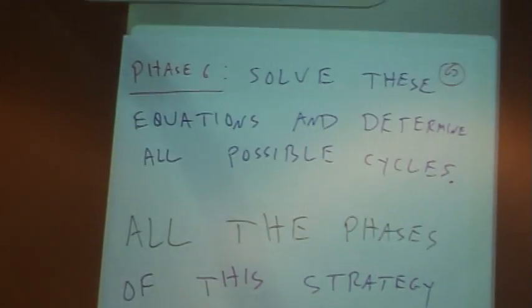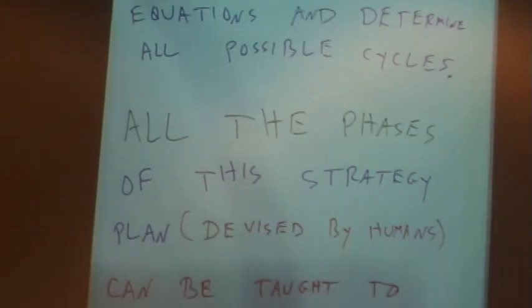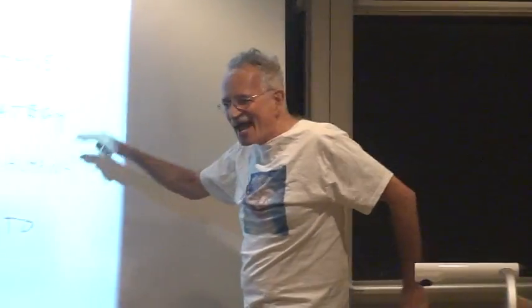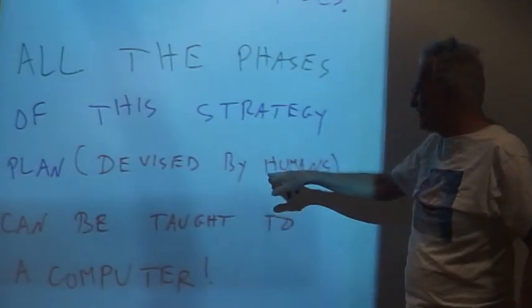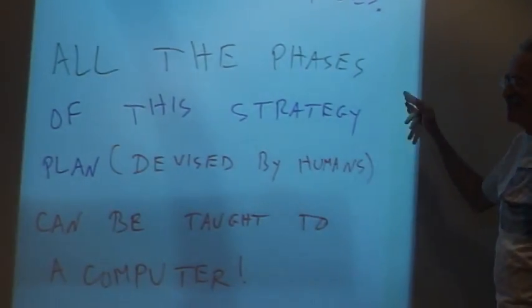Most solutions will give you A and B and M1 and M2 not integers. But since we know that A and B and M1 and M2 are supposed to be integers, we can discard lots and lots of options. And the computer does it. At the end, you get all the cycles that you initially conjectured. So all the phases of the strategy plan. The plan itself is still devised by humans. Very smart humans. Let me give credit again.